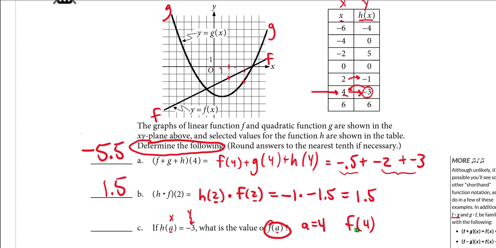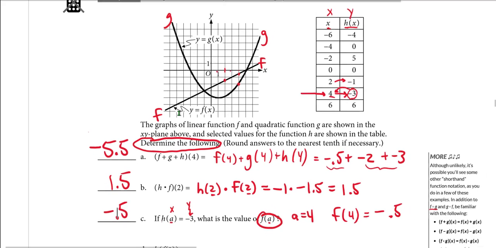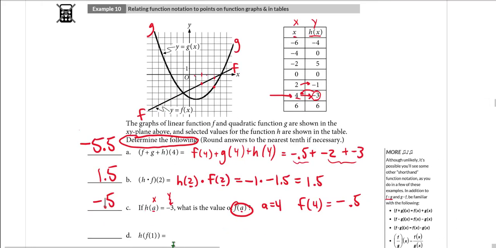I know my a is 4, so I'm doing f of 4. 1, 2, 3, 4. It's that same point we've looked at a bunch of times already, is going to be -0.5.